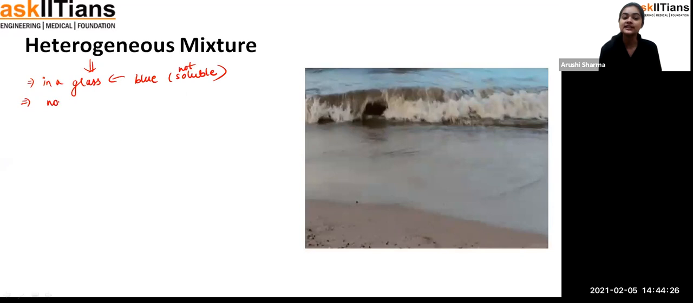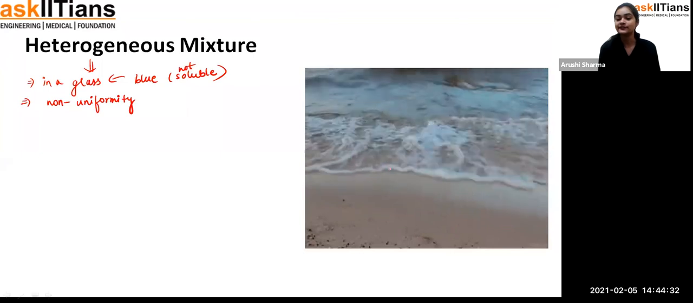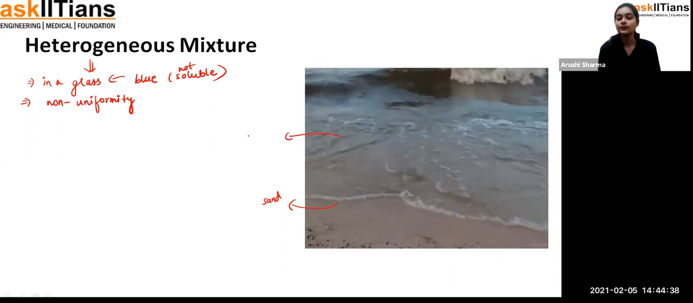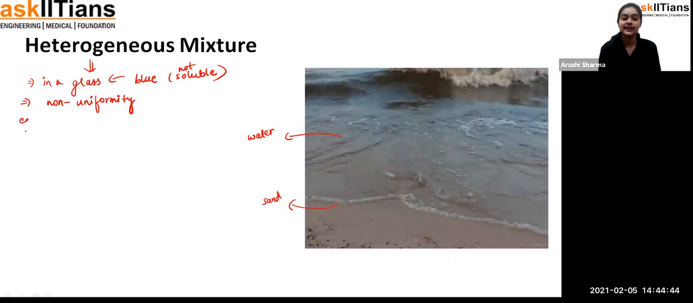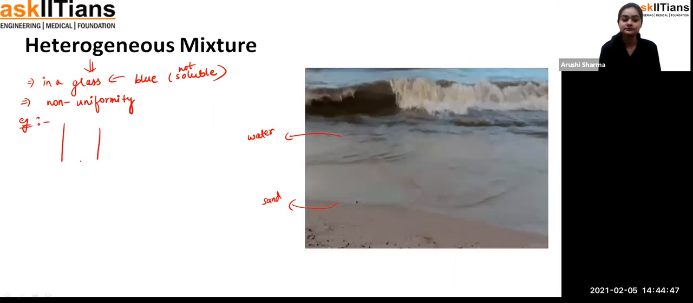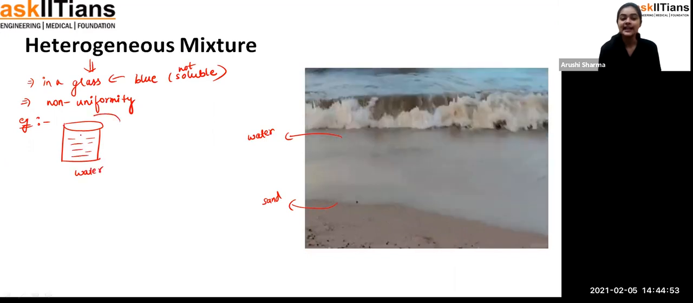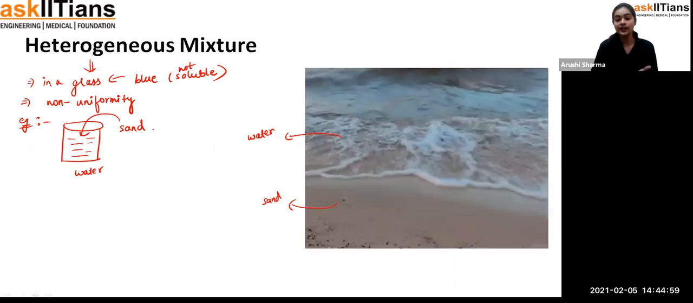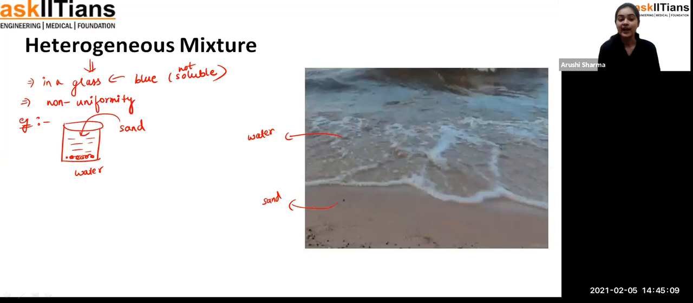And that is why, students, we see the non-uniformity in this. You can see the picture here: it is sand, and the water is here. Can you imagine why I have taken this example? If there is water in a beaker and you add sand into it, and you wait for some time without disturbing the water, what you will observe is that the sand particles settle down at the bottom of the water. Why, students?